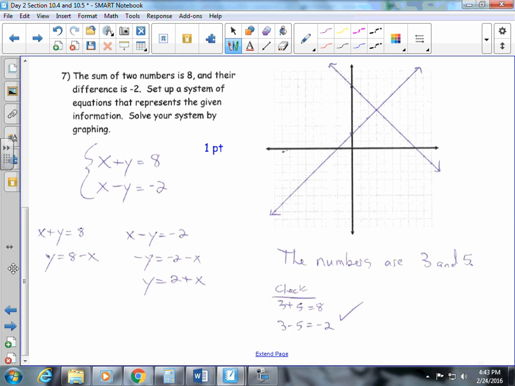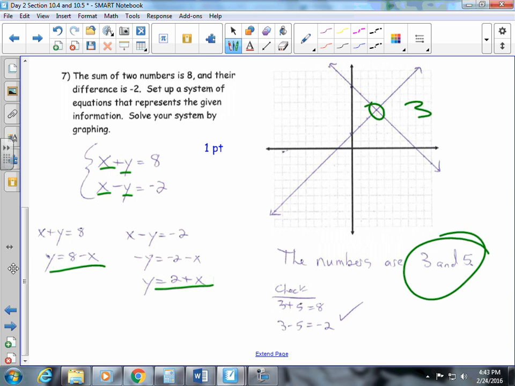Question 7. The sum of 2 numbers is 8. So the 2 numbers are, I don't know, so x plus y equals 8. And their difference is negative 2. So same 2 numbers subtracted now is negative 2. Those are a system of equations. You're asked to graph them, so you can solve each for y, and when you do that, you find out that they intersect at 3 comma 5. So write out your answer, 3 comma 5, there.